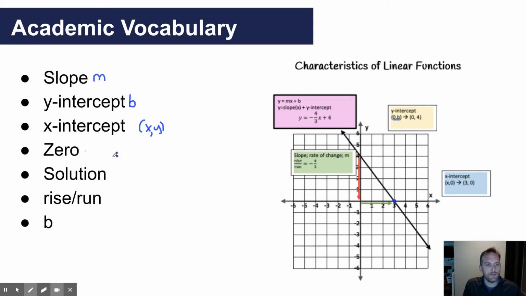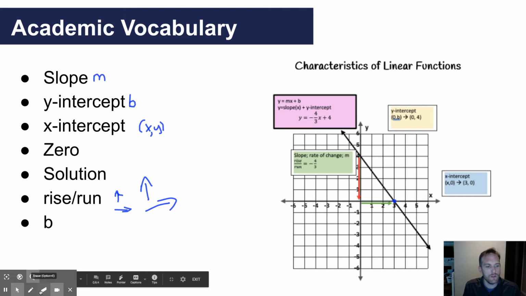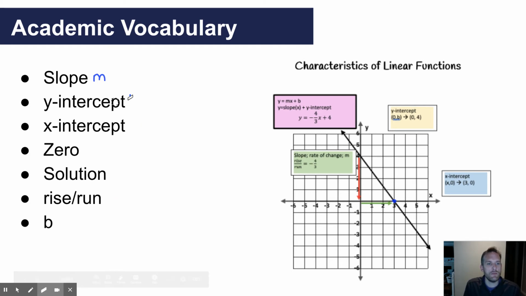0 is just a flat line across. Solution. Rise over run: your rise is going up, and then your run is going over. Let me rewrite that. So rise, again, is up, run is over. And then your b, of course, is your y-intercept. So make sure you know these words when we're going over it. Slope is your m, your b is your y-intercept, and your x-intercept you should know from your coordinates.